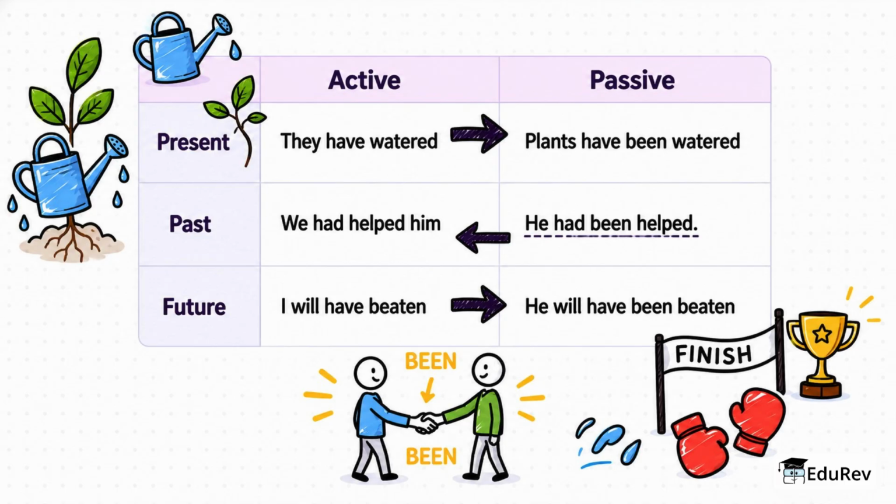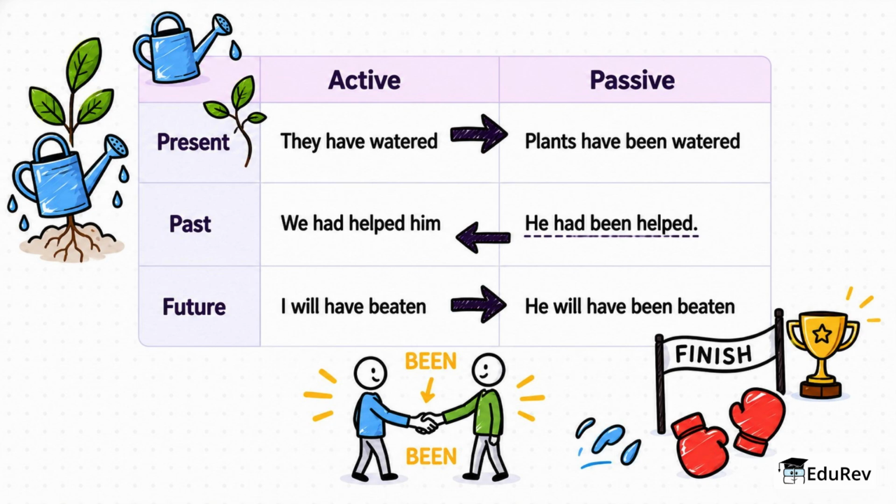Perfect tenses follow a very similar logic. My go-to move here is simply adding the word been right before the past participle. Have watered transforms into have been watered. Had helped becomes had been helped.